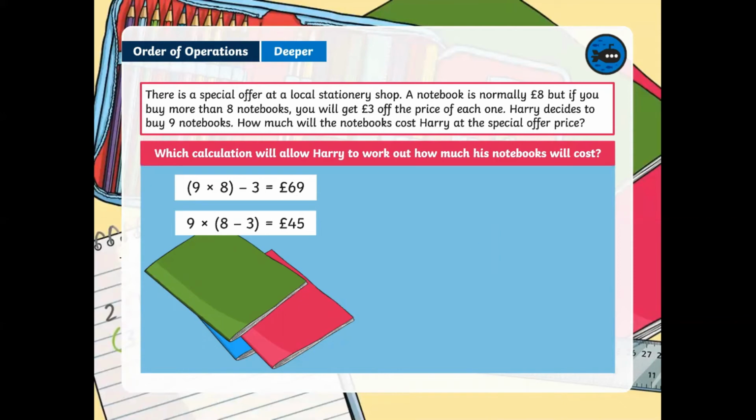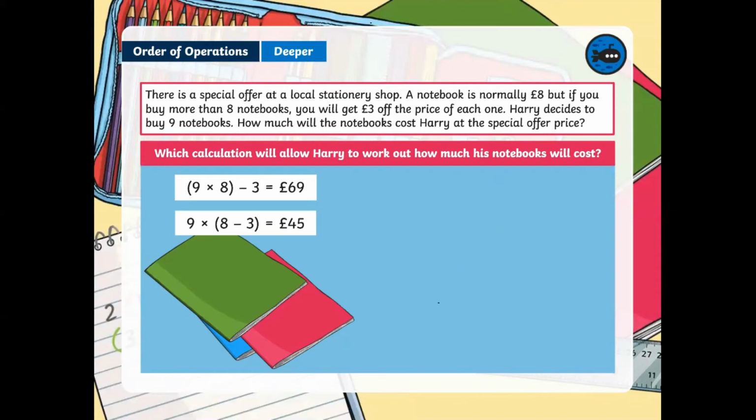There is a special offer at a local stationery shop. A notebook is normally €8, but if you buy more than 8 notebooks, you will get €3 off the price of each one. Harry decides to buy 9 notebooks. How much will the notebooks cost Harry at the special offer price? So which calculation will allow Harry to work out how much his notebooks will cost? As you can see, if you move the brackets, you get 2 different answers.